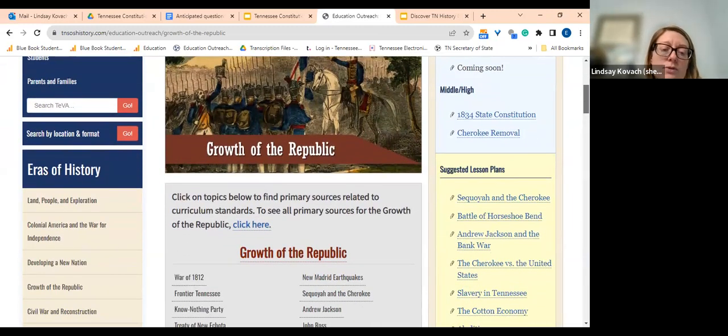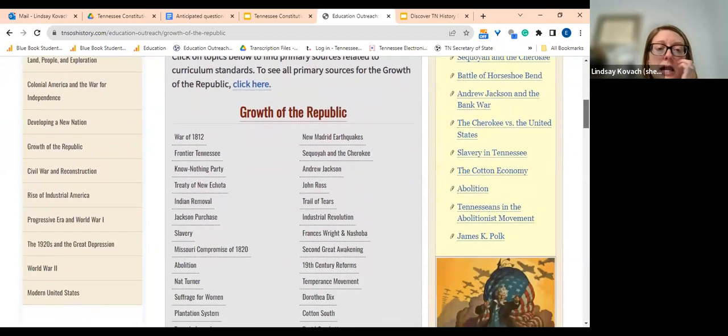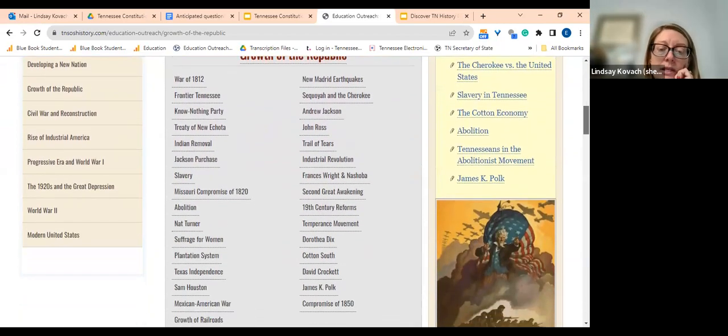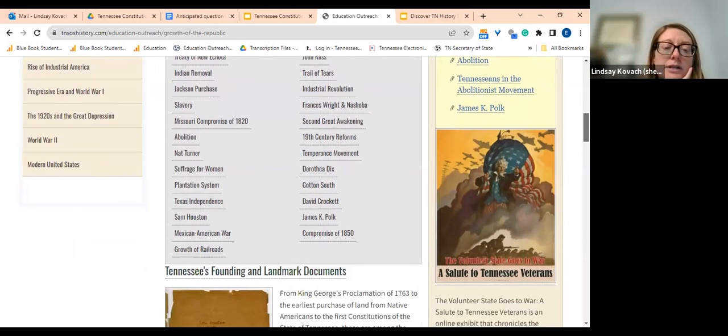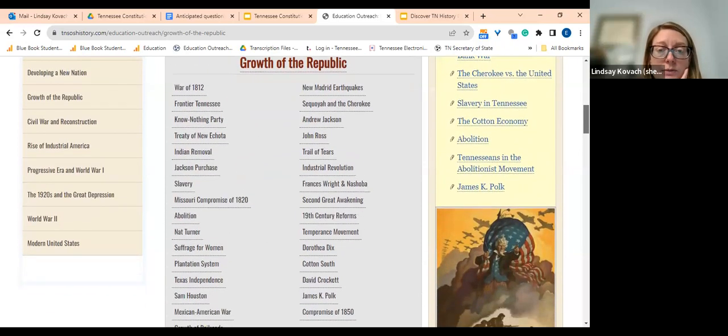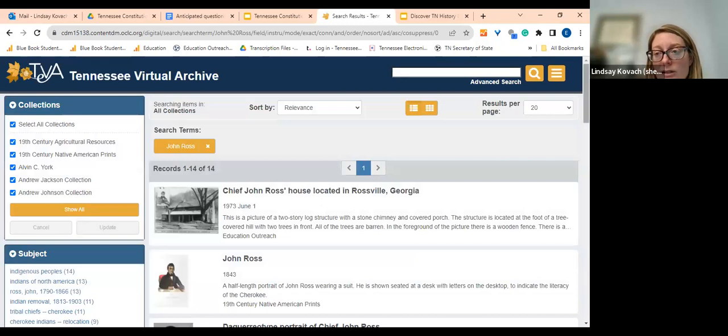So under the Growth of the Republic, you can scroll down and you can see all the vocabulary words that we have seen in the standards that match with a primary source that we may have in our collection. And if you scroll down, you can see we have quite a few. I'm going to click on John Ross just so you can see some of the things that we have available.